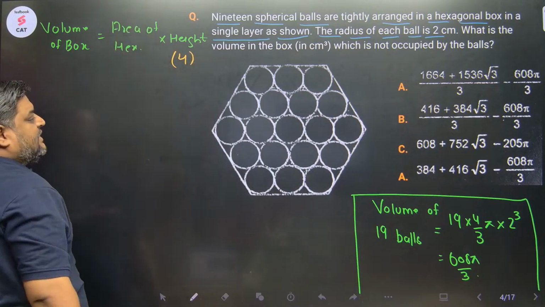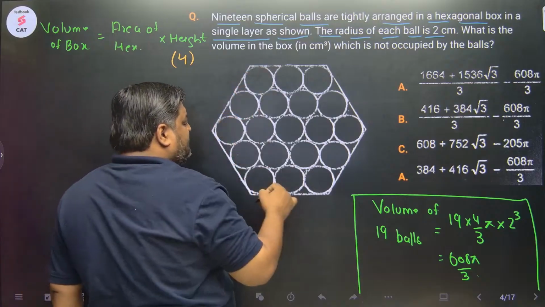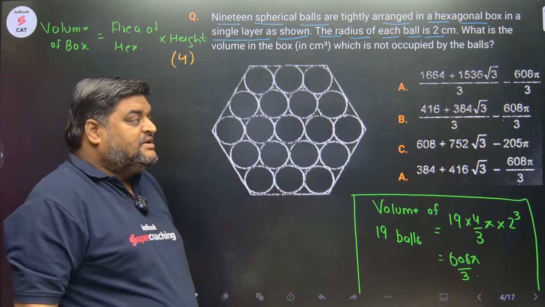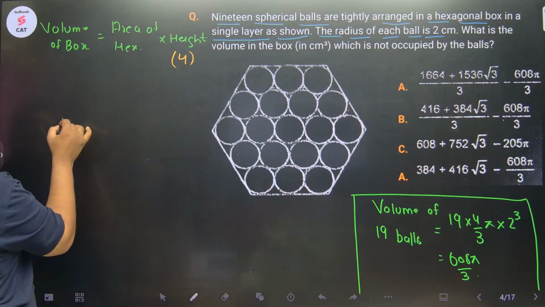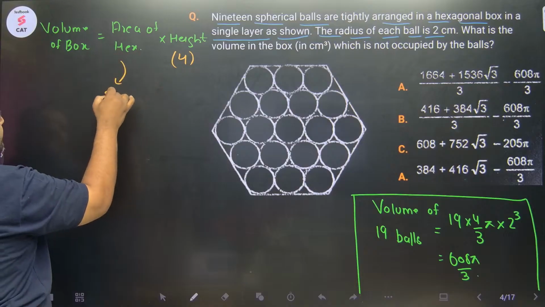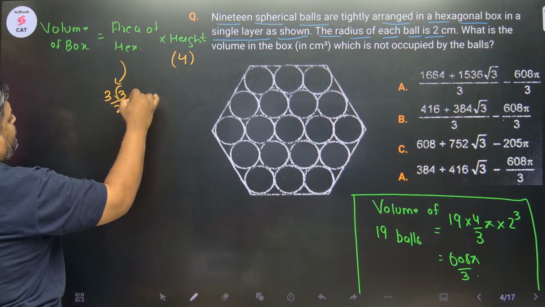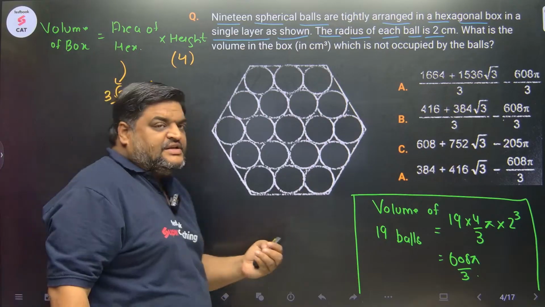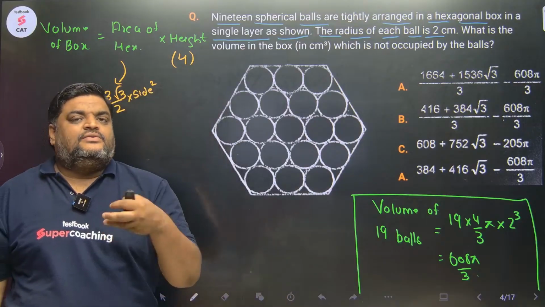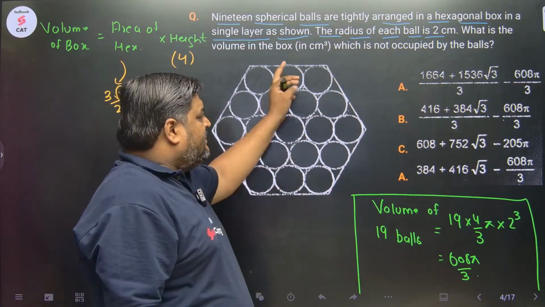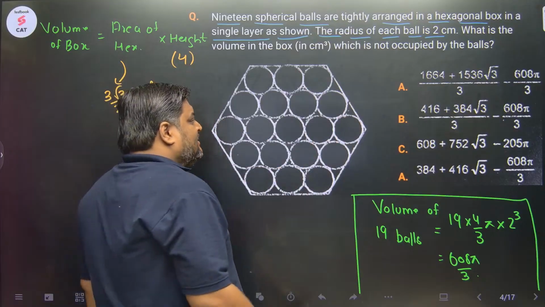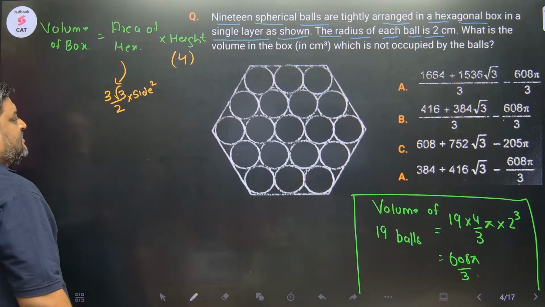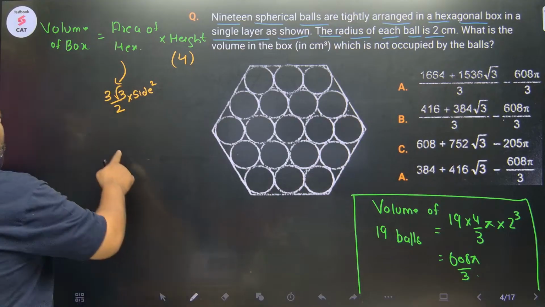You have to find the area of the hexagon. Area of this hexagon. And we know that area of a hexagon is 3 root 3 upon 2 into side square. We have to calculate the side of this hexagon. How to do that? That is the challenge. Okay, let's try and do that.